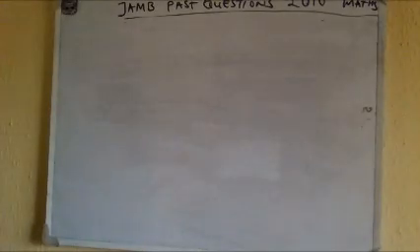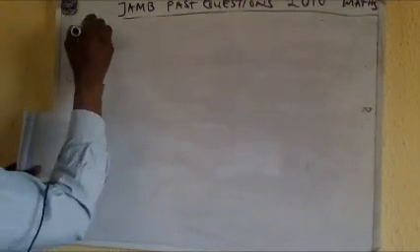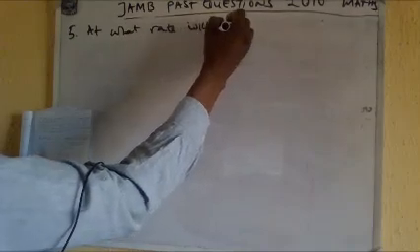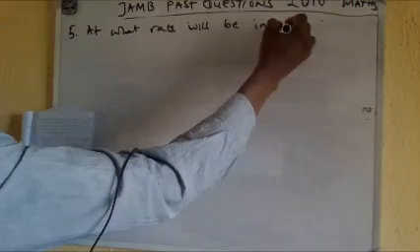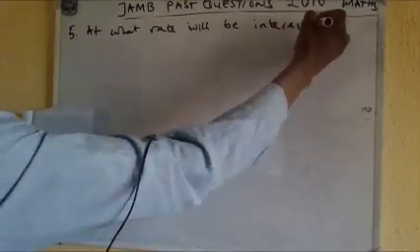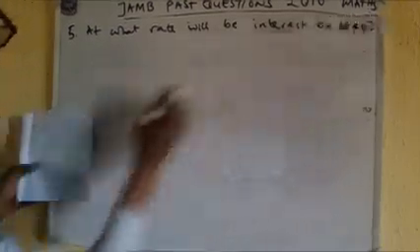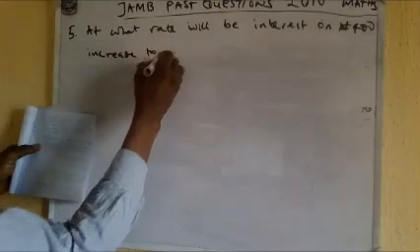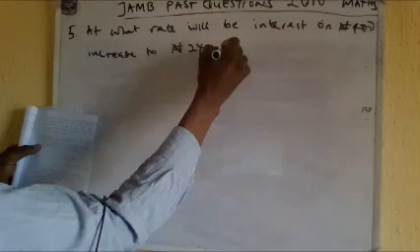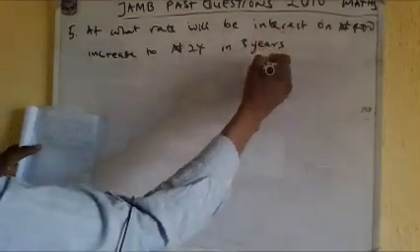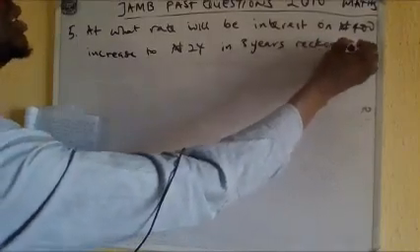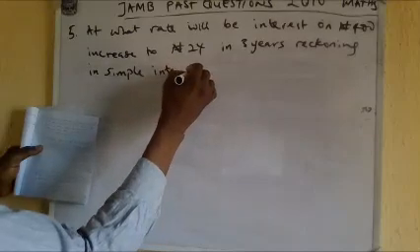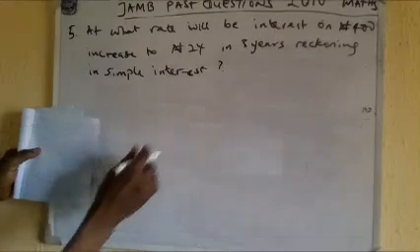Number 5. It says, at what rate will the interest on 400 naira increase to 24 naira in 3 years, reckoning in simple interest. Okay. At what rate?